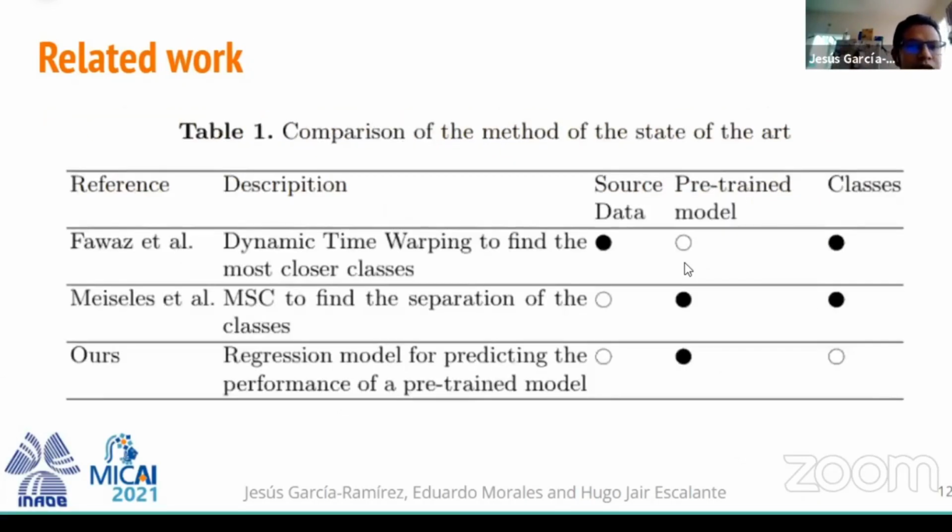Here I show you what each method needs. Fawaz et al. need the source data and the classes to predict the pre-trained model. Michele et al. need the pre-trained model and the classes. And the method proposed in this paper only needs the pre-trained model, so it can be applied in other domains like deep reinforcement learning or semi-supervised learning.